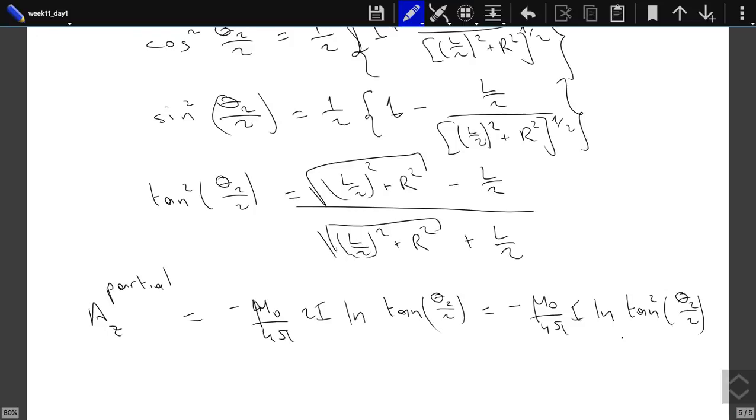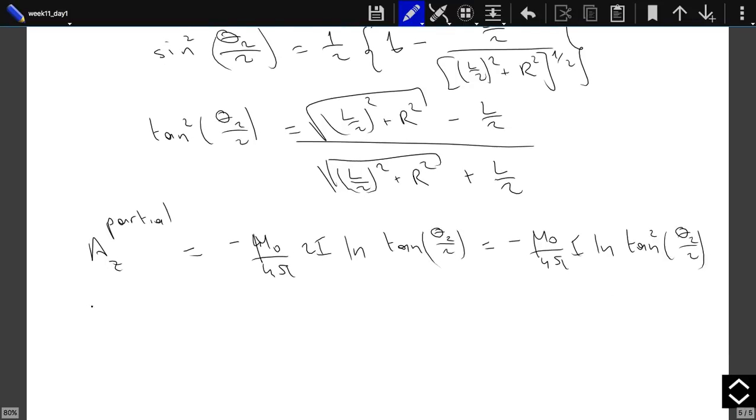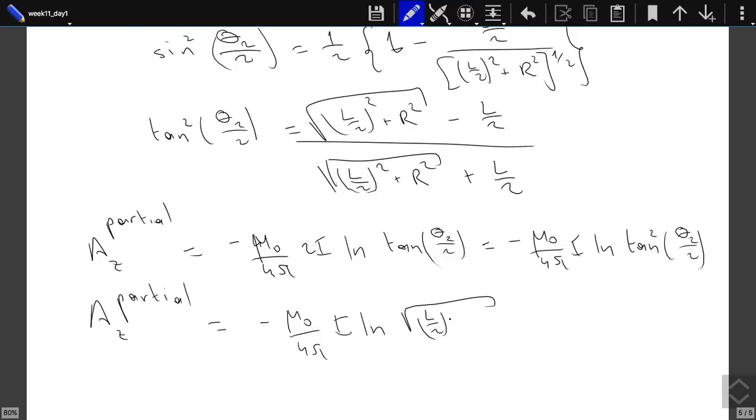And so AZ partial is equal to minus mu 0 over 4 pi I times the logarithm of square root of (L over 2) squared plus r squared minus L over 2, divided by square root of (L over 2) squared plus r squared plus L over 2.